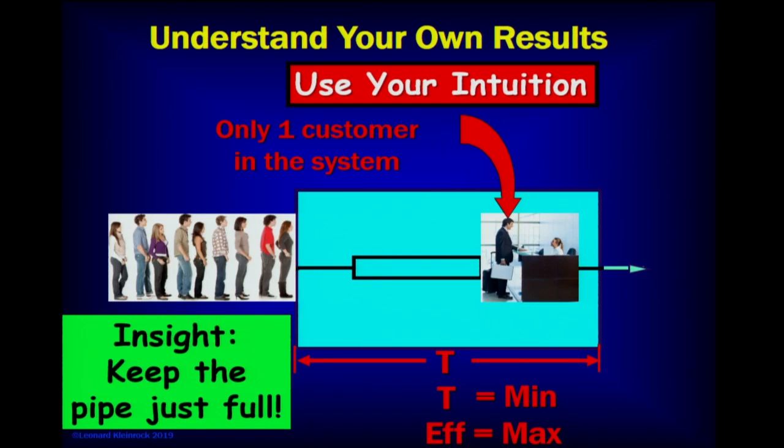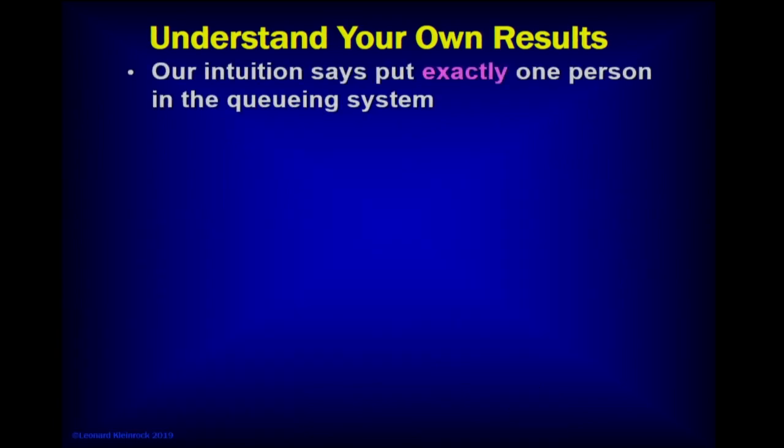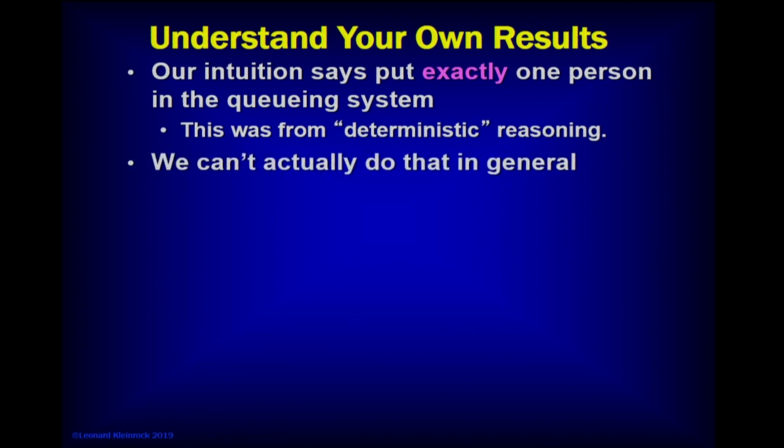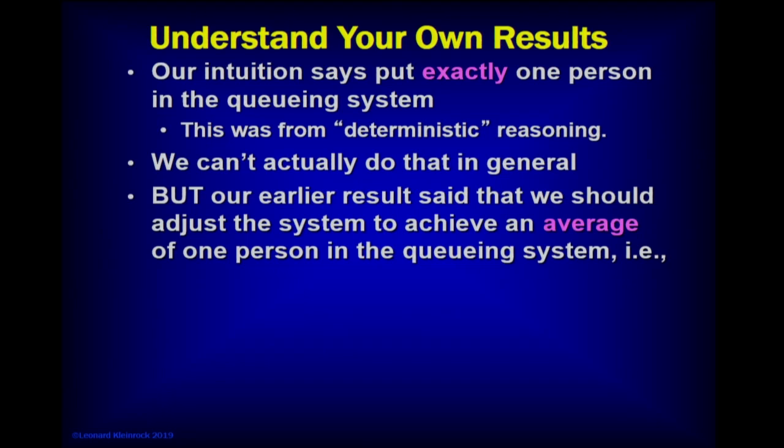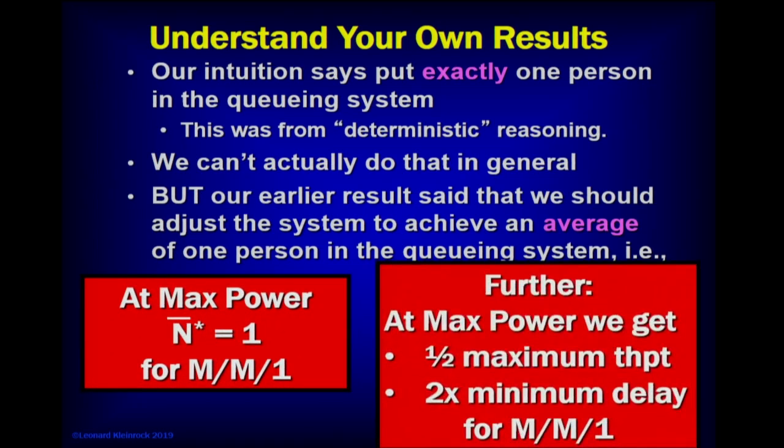So the insight is, once again, in this silly situation, keep the pipe just full. The pipe is the server. One customer, no more. Our intuition says put exactly one person in the system. That's deterministic reasoning. But we can't do that in general. We can't control who's coming in and going out. The earlier results said let the rate in be such that on average you have one in the system instead of exactly one. That's where we come for MM1. And as I told you before, you're getting half the throughput and eating twice the delay.